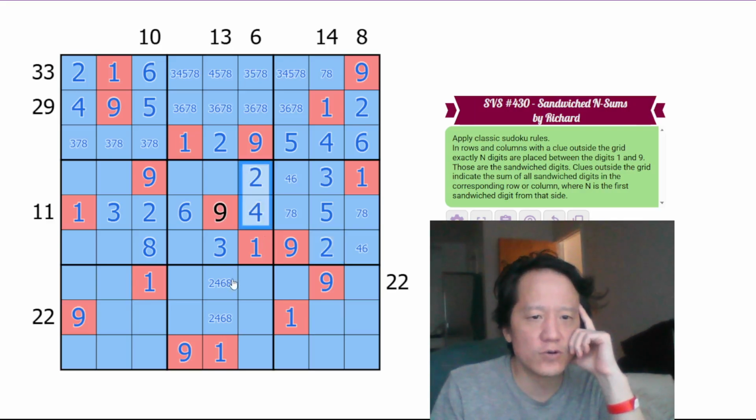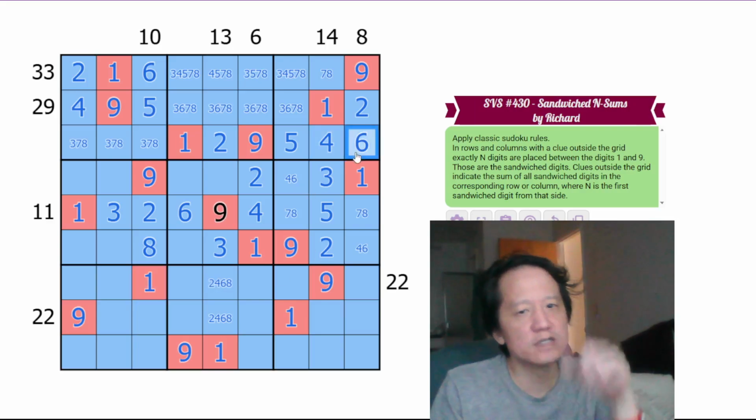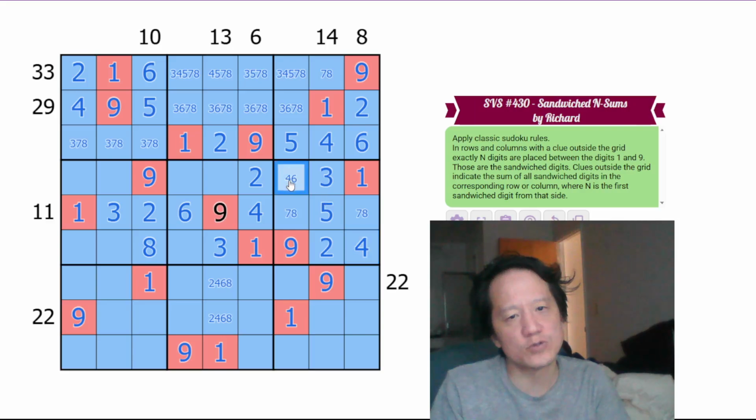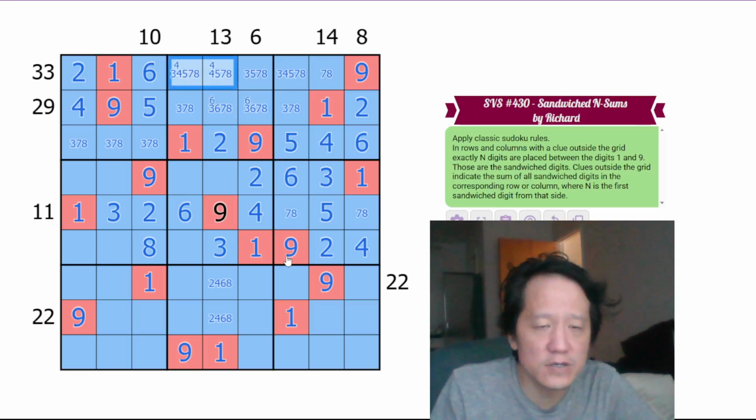Two and 4. This has to be 4, right? This 6 eliminates 6 here, so this is 4, which makes this 6. Yeah, that's still the same. This can't be 6 here. 6 can't be here, so 6 is one of these two digits here. 4 is one of these two digits here.